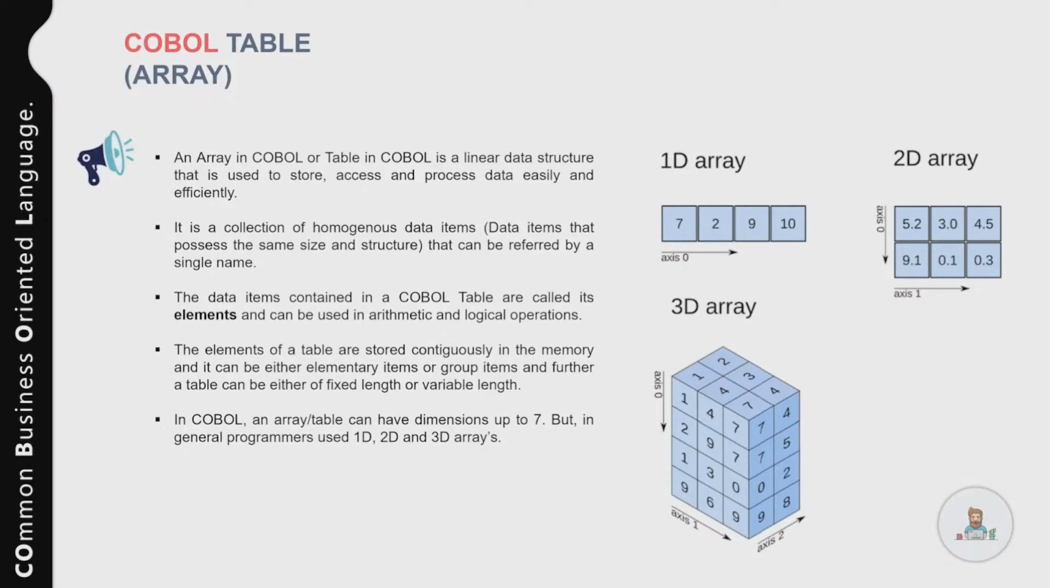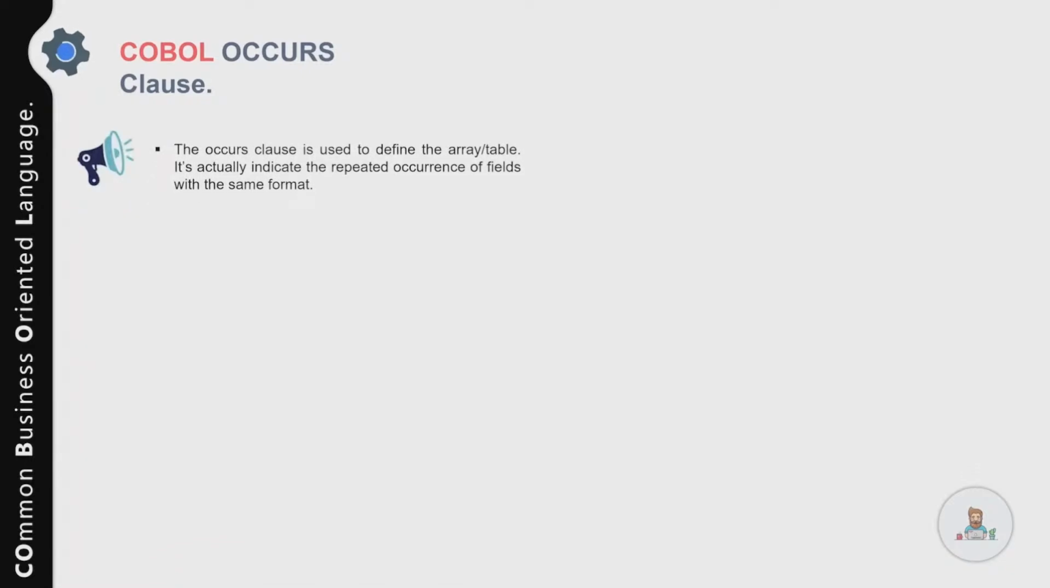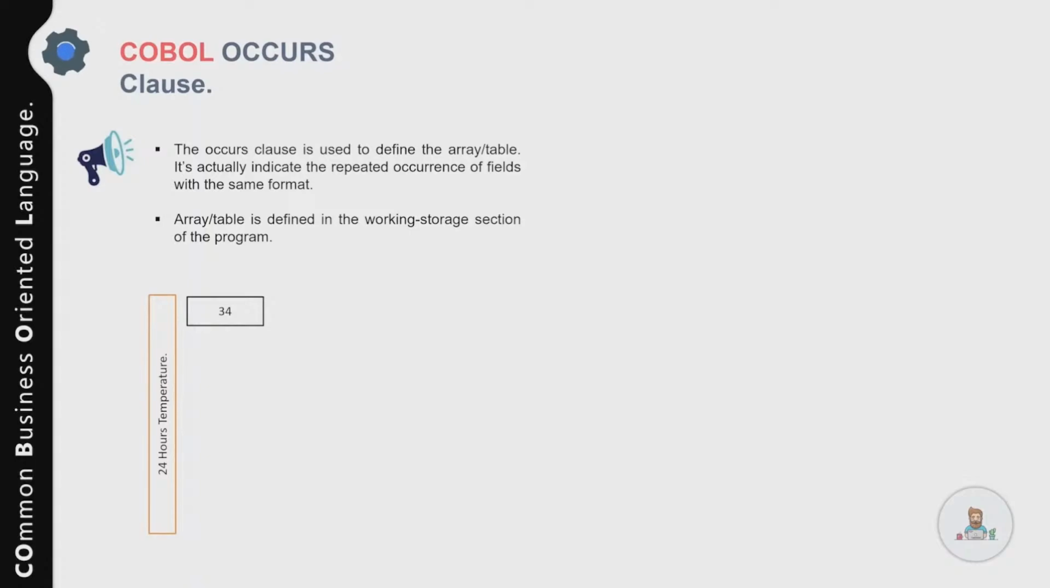Now let's talk about our next topic, which is the OCCURS clause in COBOL, and it is used to define tables in your COBOL programs. By definition, the OCCURS clause is used to define the table. It indicates the repeated occurrence of a field with the same format. Apart from that, a table is defined in the working storage section of the COBOL program, and the business logic to store and access data from the table is specified in the procedure division. Now let's try to understand the entire concept with the help of an example.